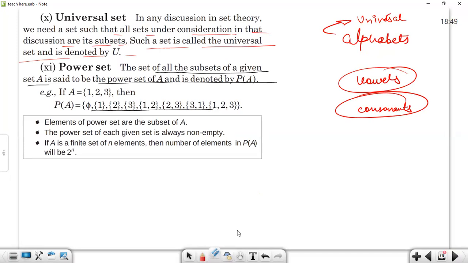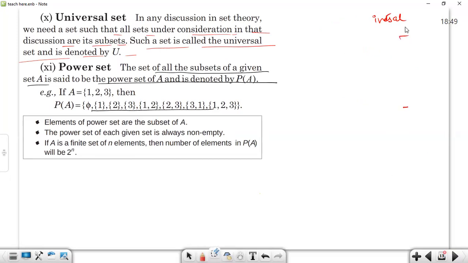Clear? Any doubt? No doubt, sir. Okay. You will come to know about the universal set more when you practice questions.